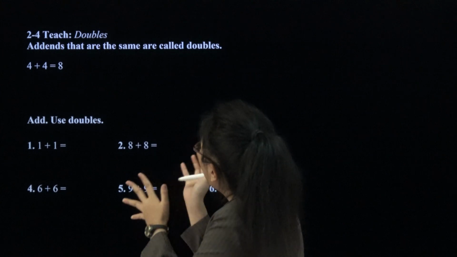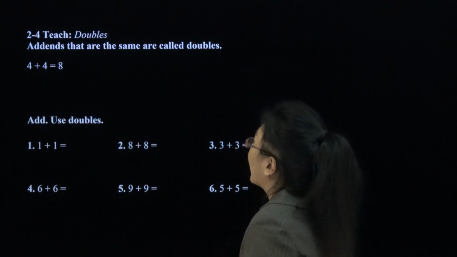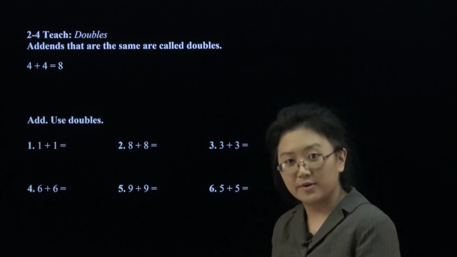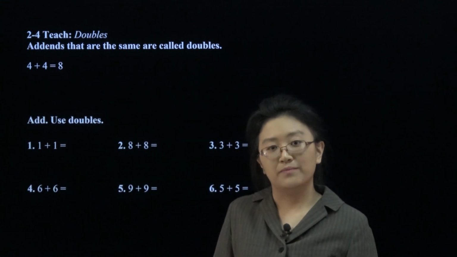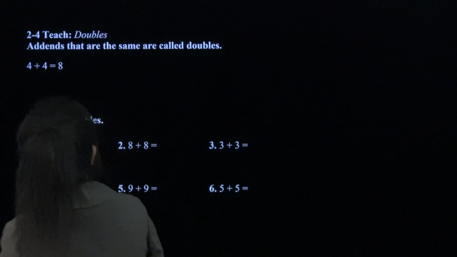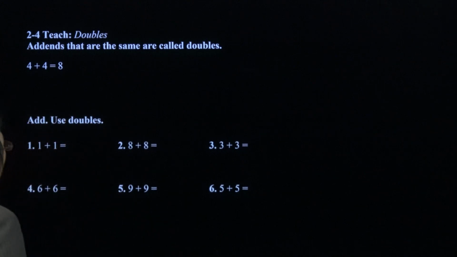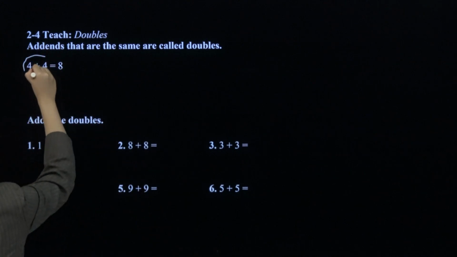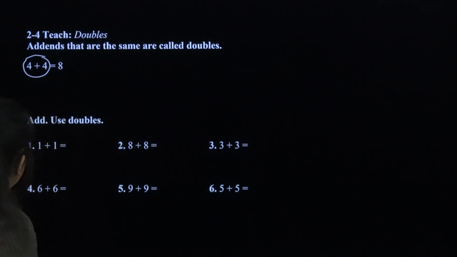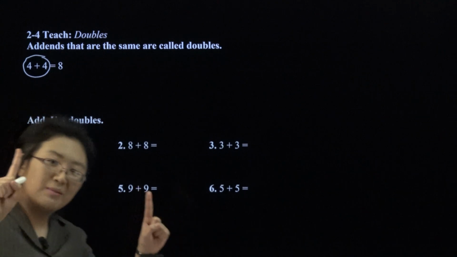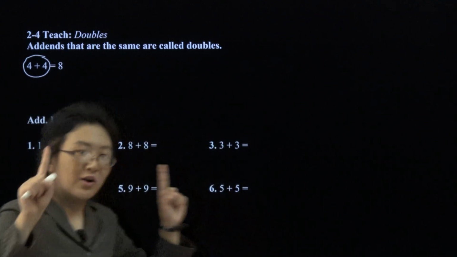Anyhow, doubles. Addends that are the same are called doubles. Addends are the things that you add together. Now 4 plus 4 equals 8. 4 plus 4, and 4 basically are called, well, doubles. Now let's add using some doubles. 1 plus 1. What's 1 plus 1? 2.